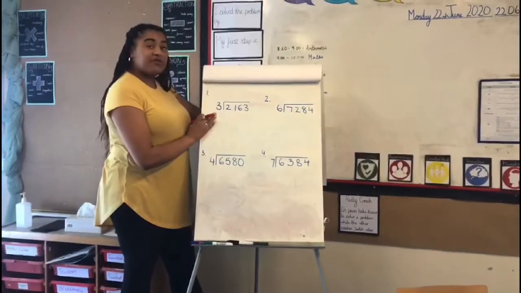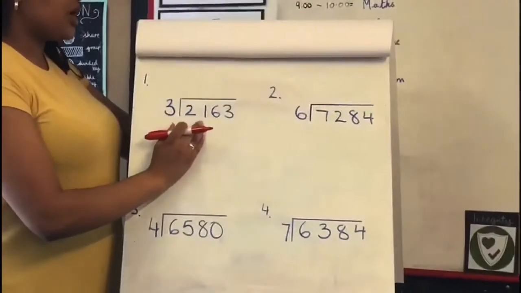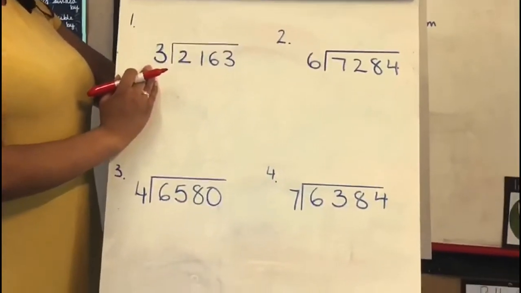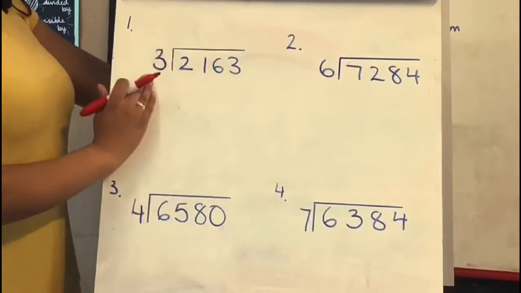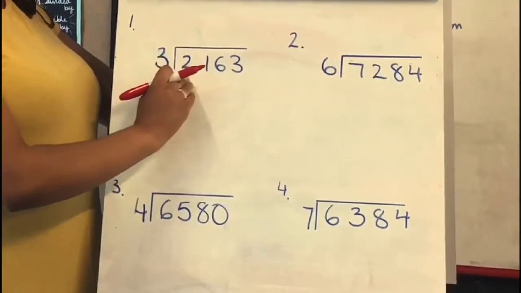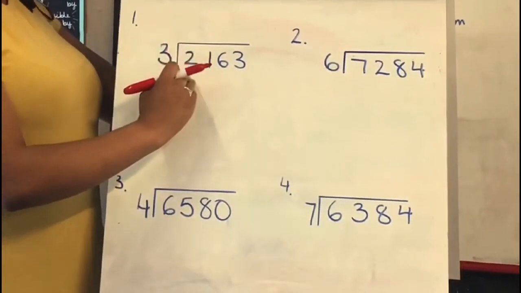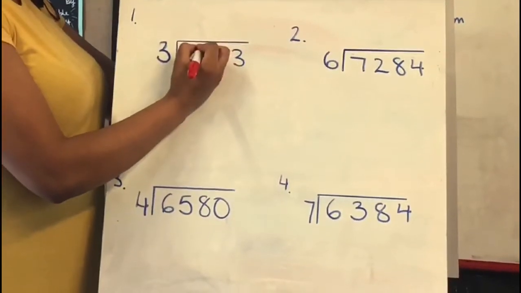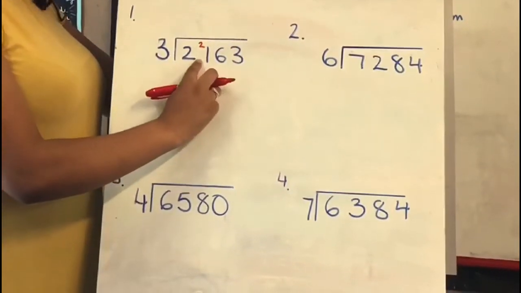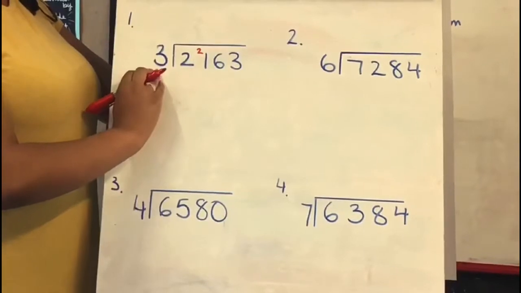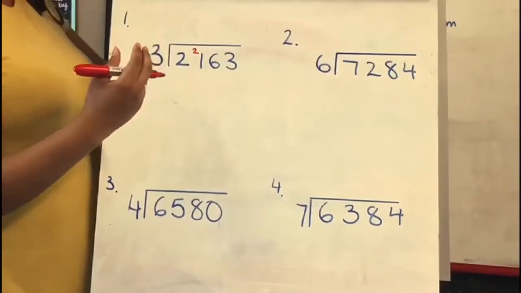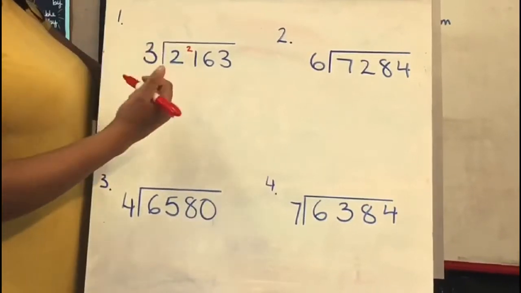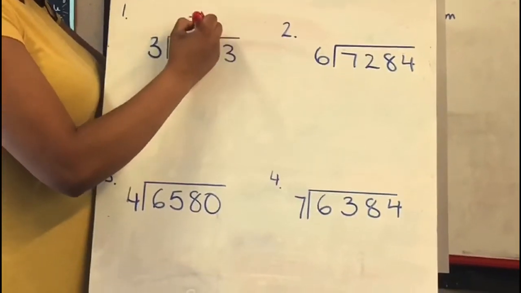So we're going to start with our first calculation, which is 2,163 divided by 3. I put my divisor in the correct place, and I've also put my dividend in the correct place. And we're going to start and see how many 3's go into 2. I know 3 cannot go into 2, so again I'm going to exchange my 2 over to the next number, and that now becomes 21. So I'm going to see how many 3's go into 21. Using my knowledge of my 3 times tables, I know 3 times 7 equals 21, so I'm going to put 7 up here.